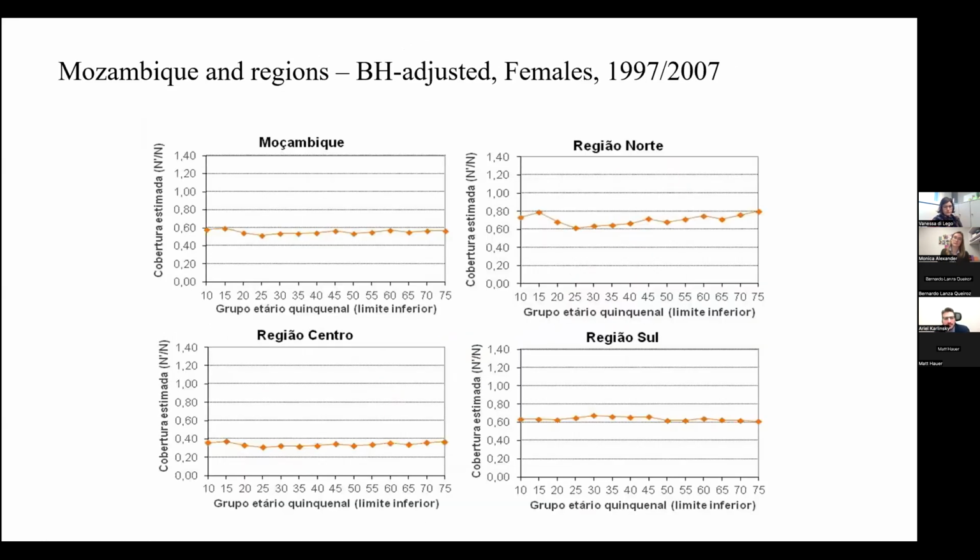And just another example here is the case of Mozambique. In the 1997-2007 census, those estimates using the Bennett-Horiuchi for the country and different regions. And we see this low level of completeness of death reports in the census, so around 60%, but with some variation across regions. The middle of the country has worse data quality than the north and south.